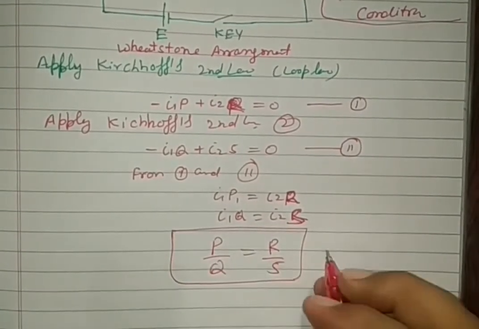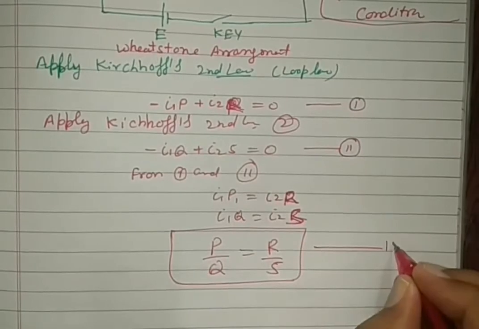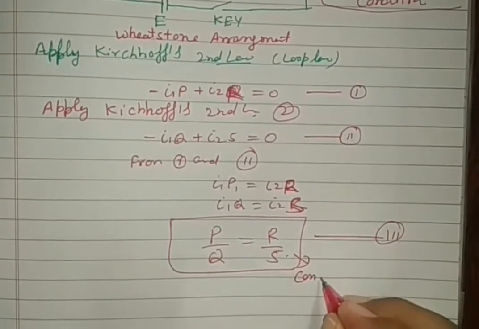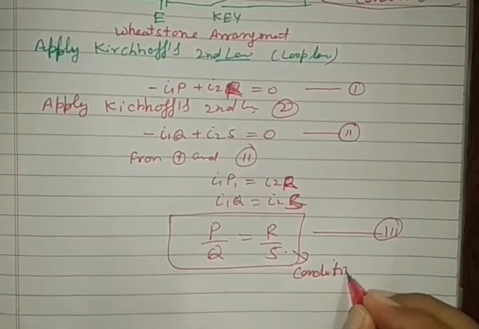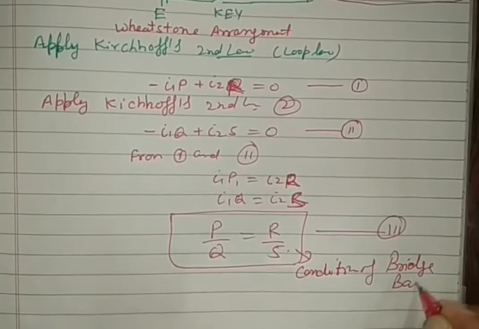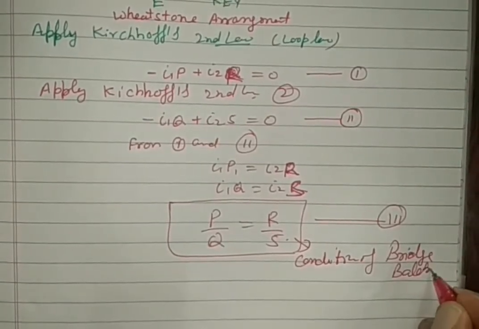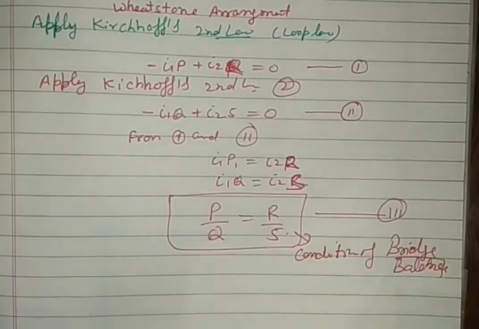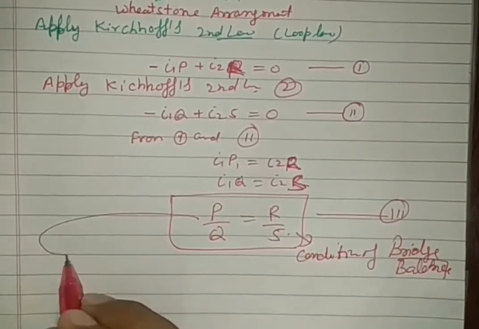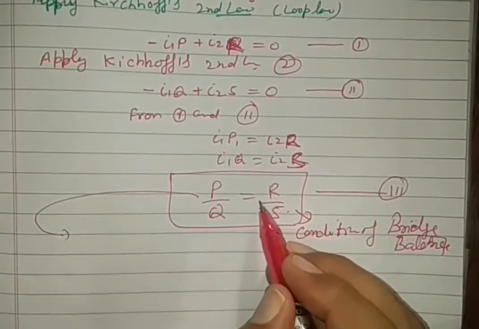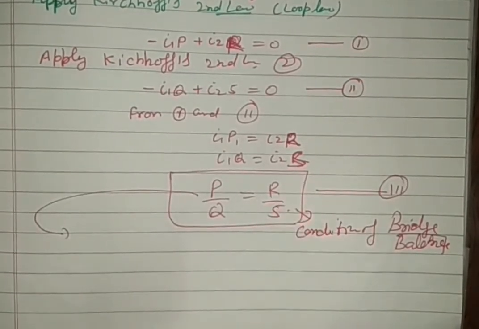This mathematical relation is called the condition of bridge balance. So if this mathematical condition is satisfied, then the bridge is balanced, that is, if P by Q becomes exactly equal to R by S.